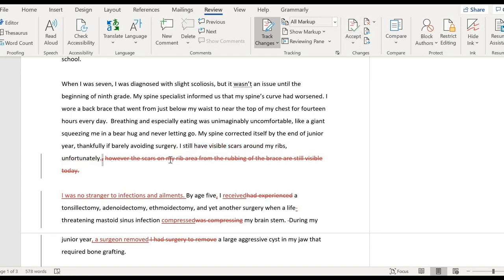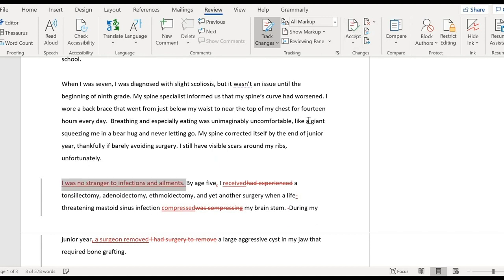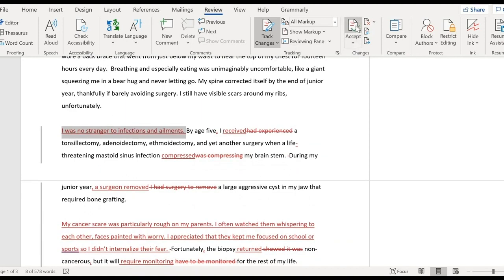Just like here: "However, the scars on my rib area from the rubbing of the brace are still visible today." See, we've converted that "are still visible." You can say, "I still have visible scars around my ribs." So by converting passive into active, and also substituting those be verbs with more active verbs, we have much nicer and more compact sentences. Here we've added the transition: "I was no stranger to infections or ailments."